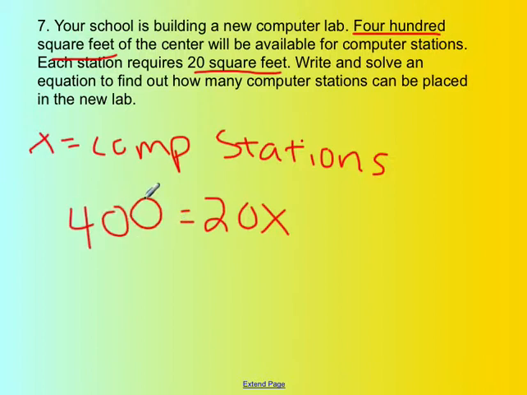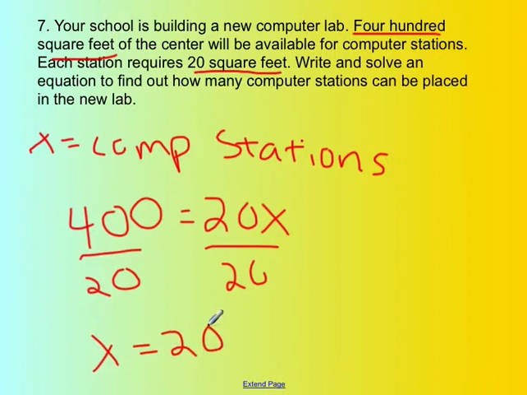So now I'm just going to solve this for x. I'm going to divide both sides by 20, and I end up getting 20. So x is equal to 20. But because this is a word problem, I need to label it. So it's going to be 20 computer stations. So we could fit 20 different computer stations in that 400 square foot area.